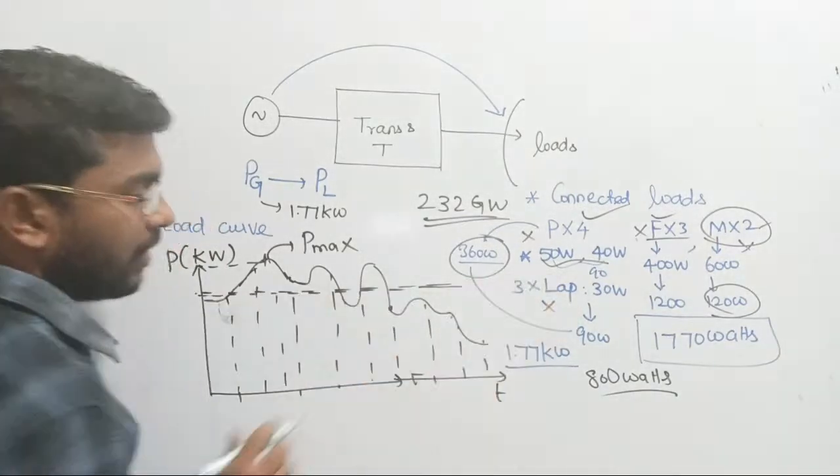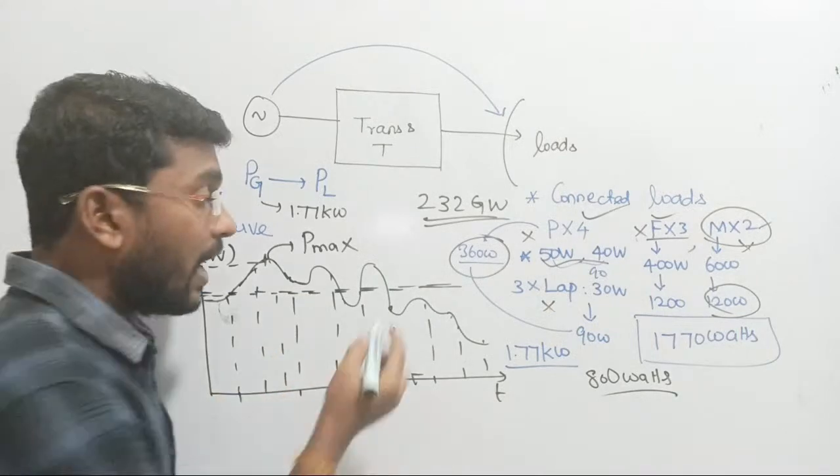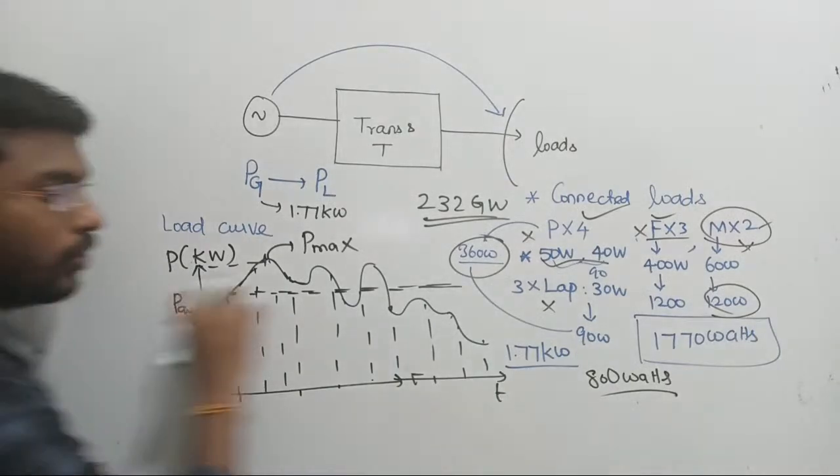I'm just drawing the data line. So that you might get some 1000 watts or 1200 watts. That is called average power consumed by the people. Average is one of the power consumed.